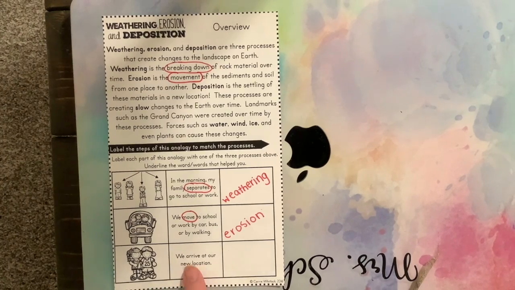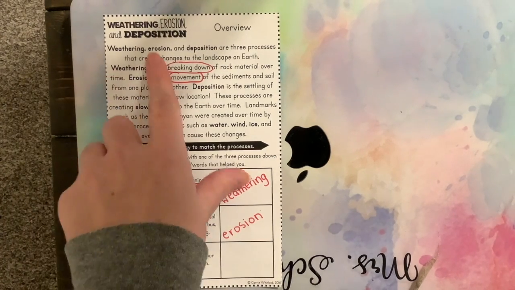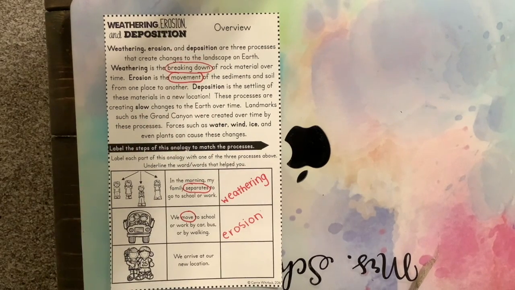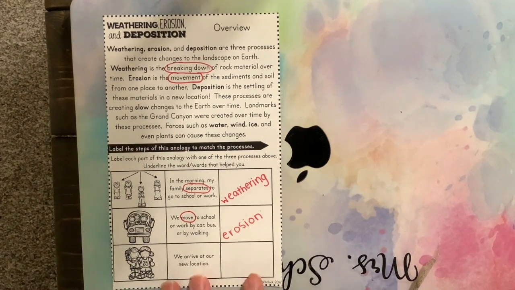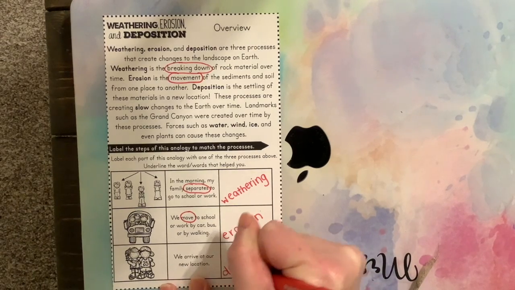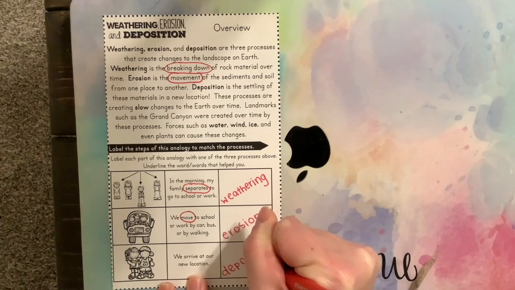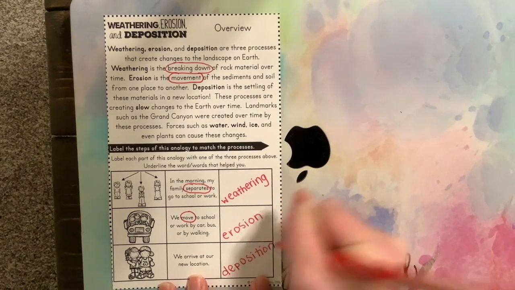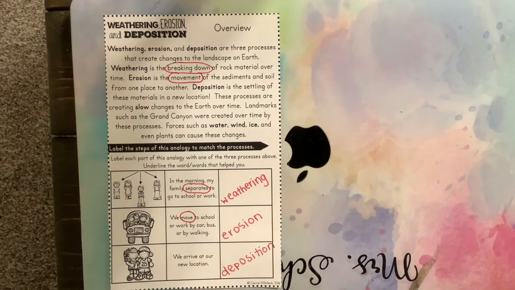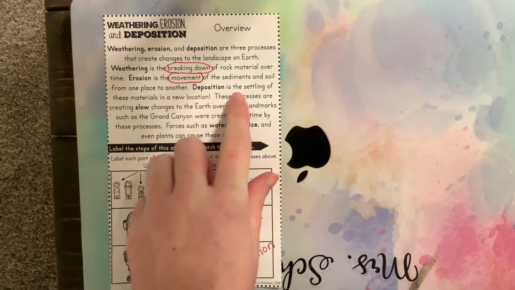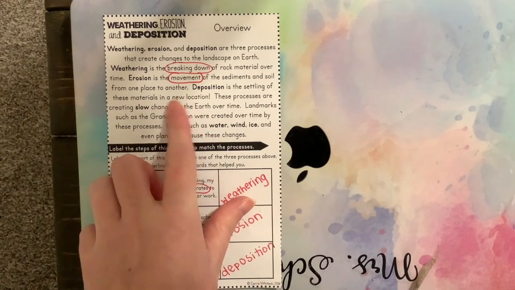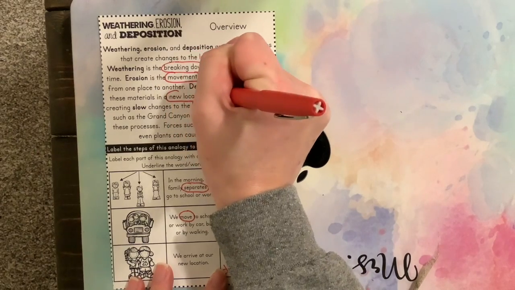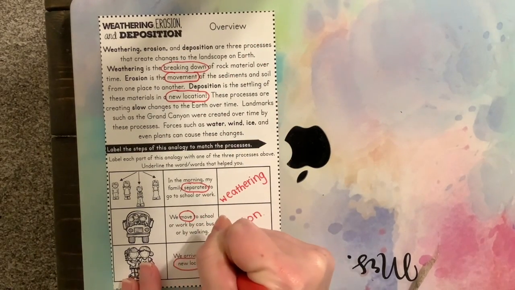Okay. We arrive at our new location. Is that weathering, erosion, or deposition? Deposition. Very good. We are going to practice these vocab words a lot. We will be saying them a lot, we'll be reading them a lot, and we'll be trying to figure out what they mean. So what word is kind of like our keywords? Deposition is the settling of these materials in a new location. Very good.